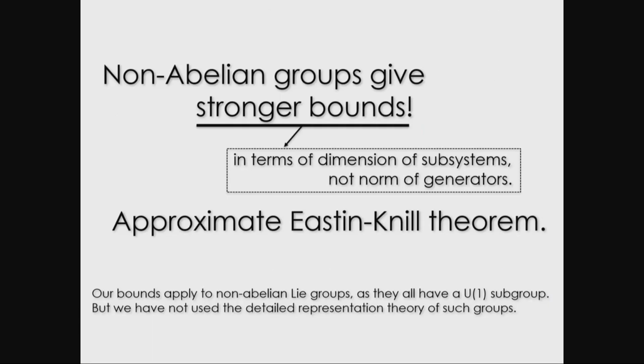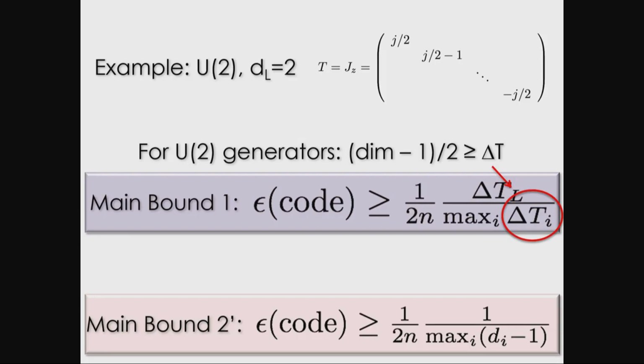But things are going to get much, much better if you go to the non-abelian groups. And there you can construct bounds which depend on the dimension of subsystems and not the generators. You can prove an approximate Eastin-Knill theorem. I'm going to tell you quickly why by an example of the U(2) group.